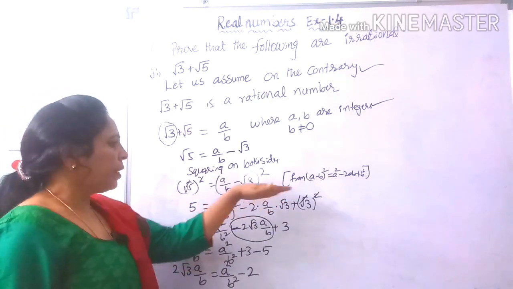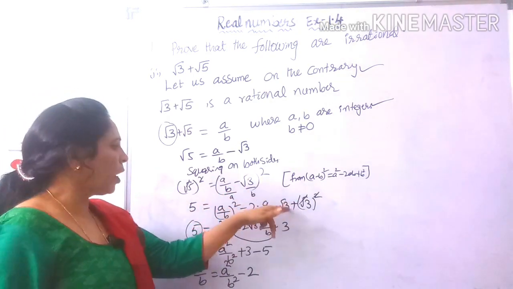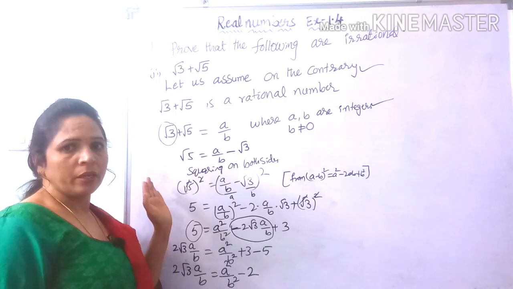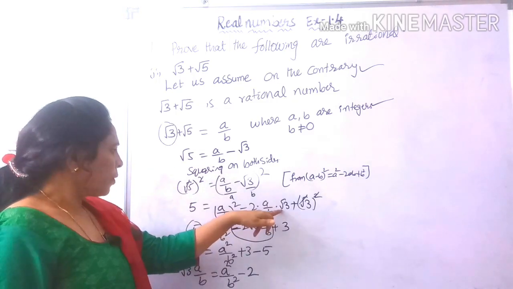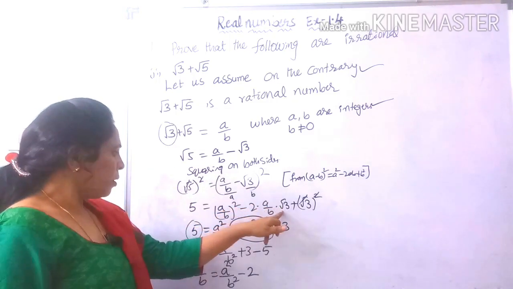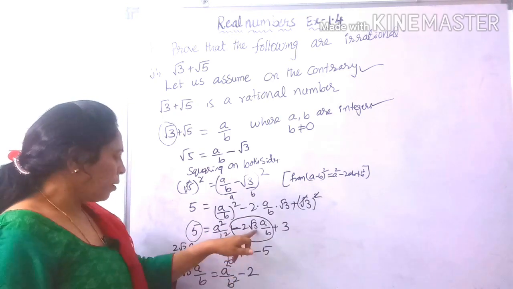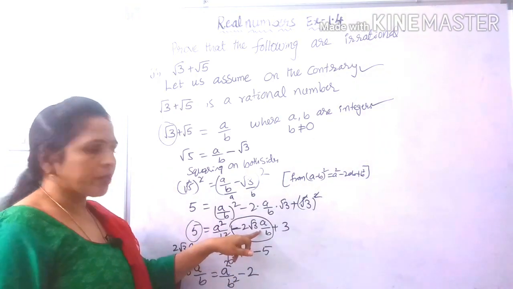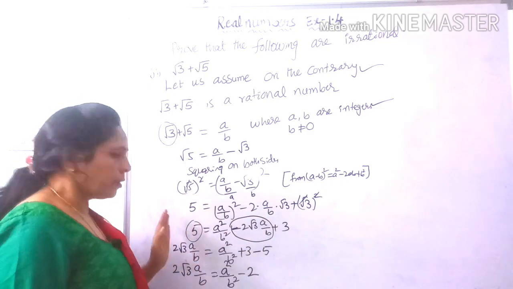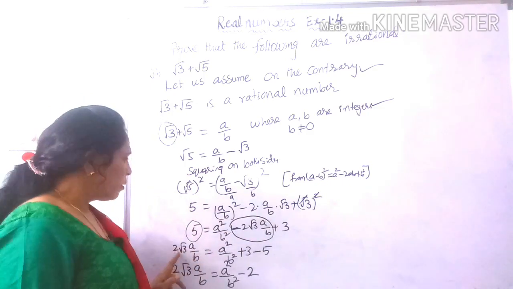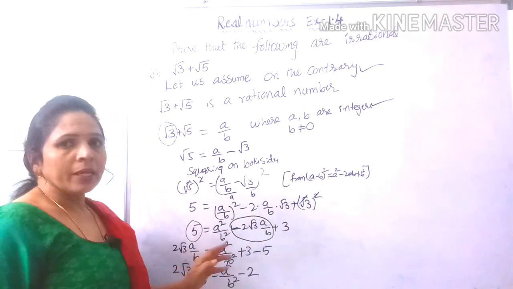In this, wherever you have an irrational number, you have to take it into the LHS. So here, 2 root 3 is an irrational number, so we have to take this into the LHS. The symbol will be changed. Clear?